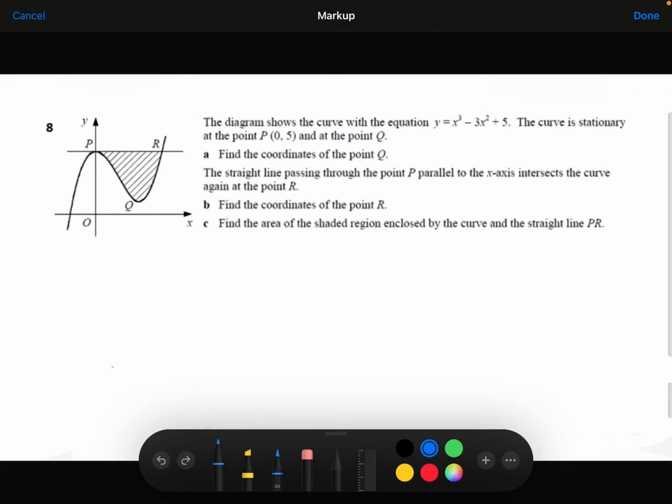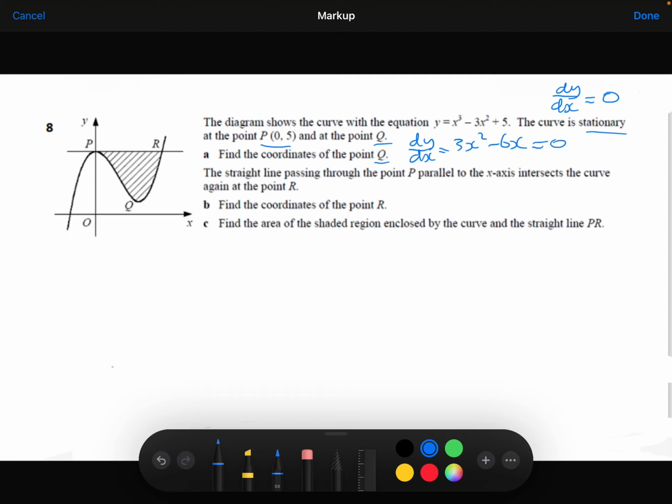The diagram shows the curve with that equation. The curve is stationary at the point P, which is (0, 5), and the point Q. Find the coordinates of point Q. So stationary point means that dy/dx is equal to 0. The gradient is 0. So if I differentiate this function, I'm going to get 3x squared minus 6x.